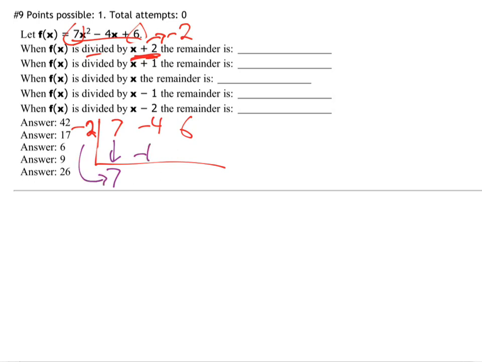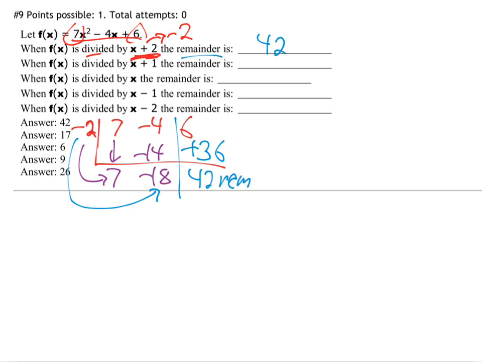7 minus 2 times 7 is minus 14. This adds up to minus 18. Minus 2 times minus 18 is plus 36. Remainder, add them up. 42 is the remainder, which is the answer they said.